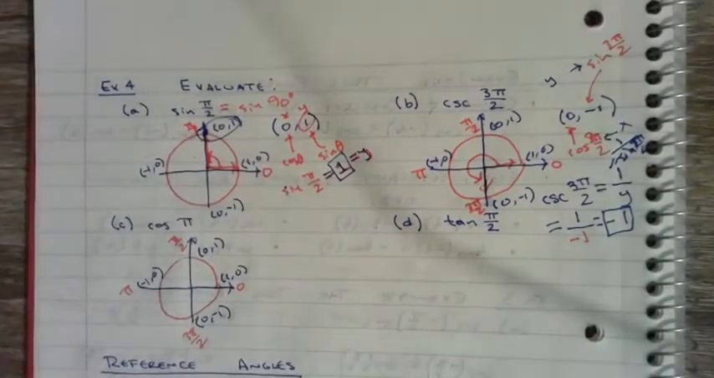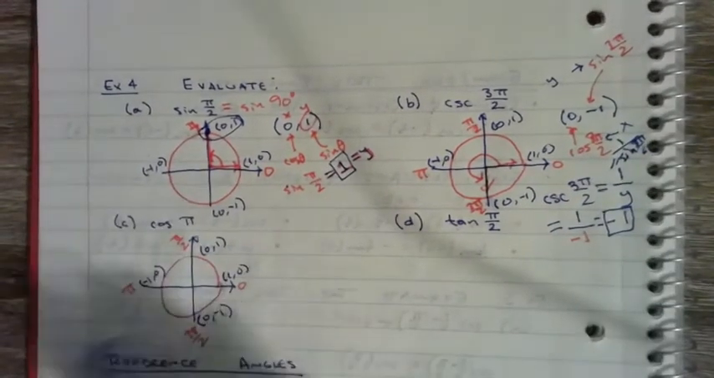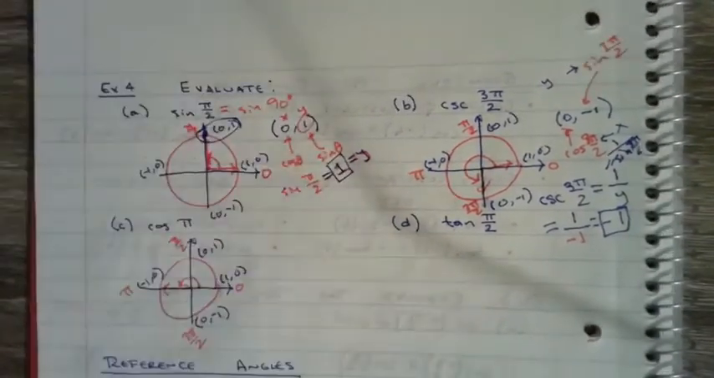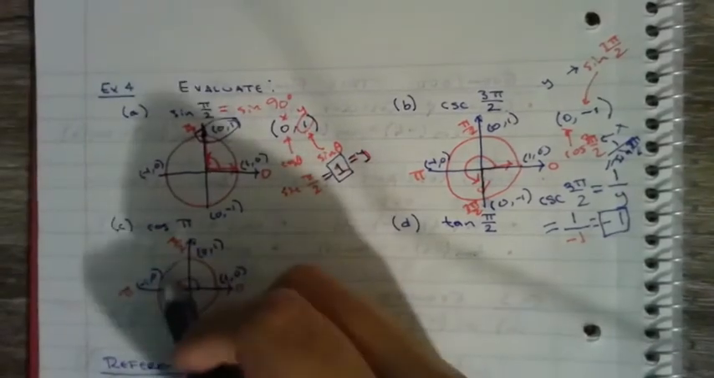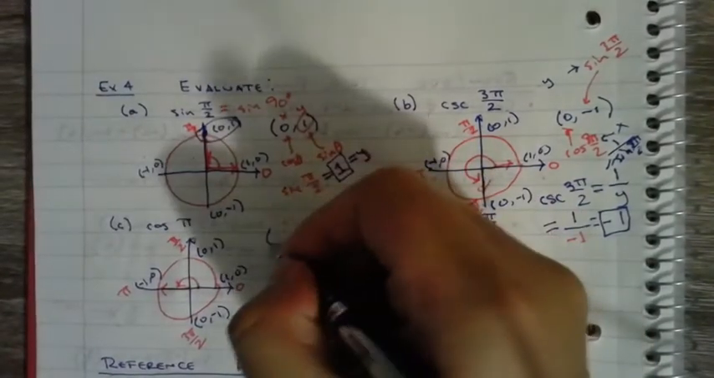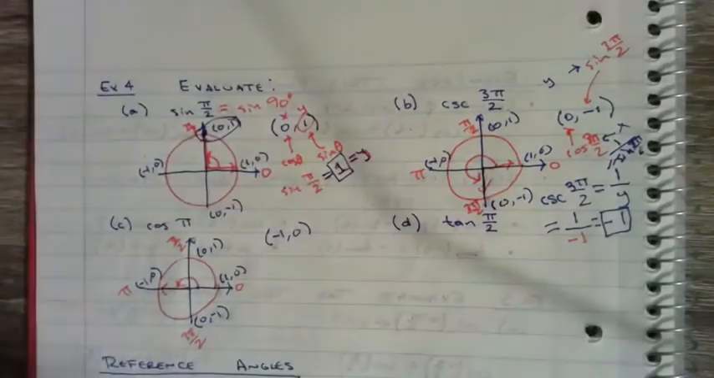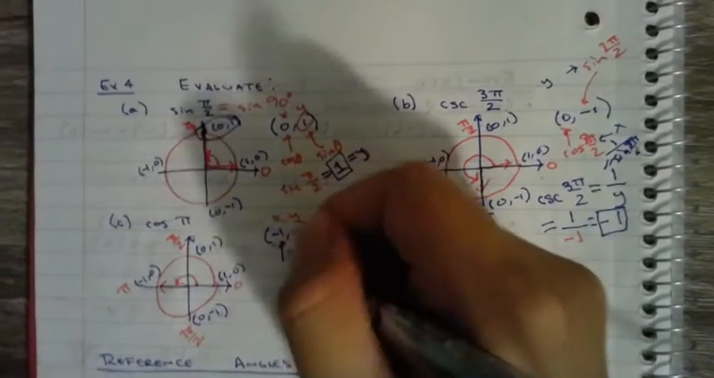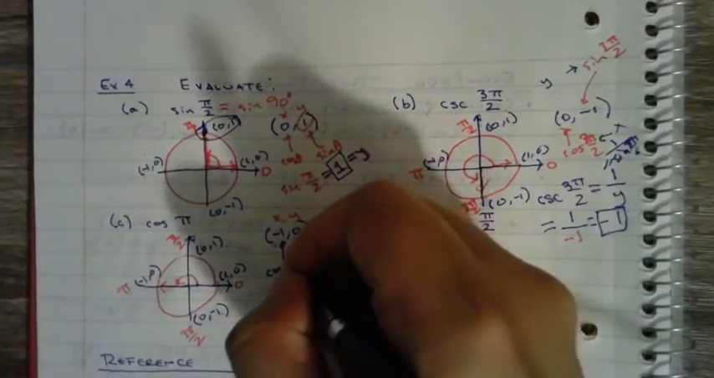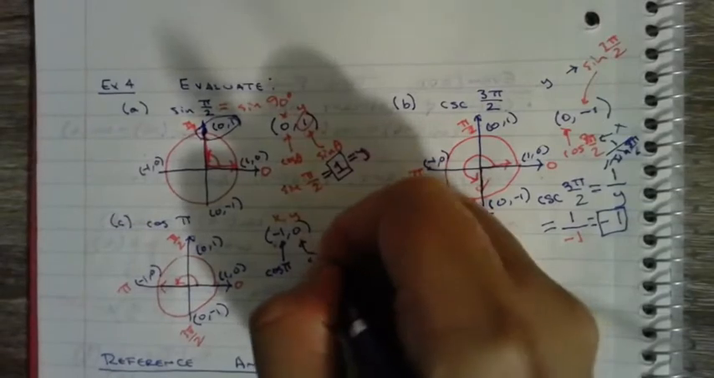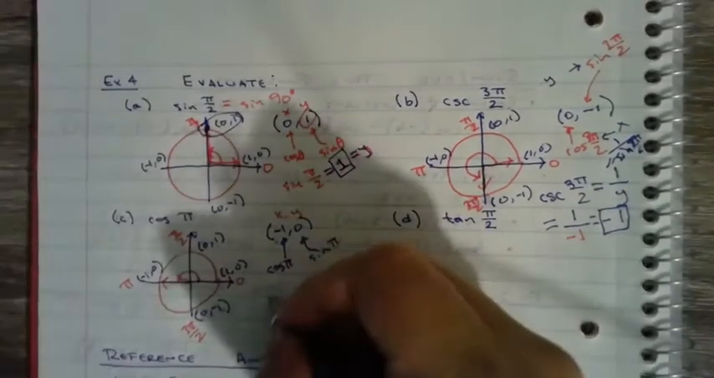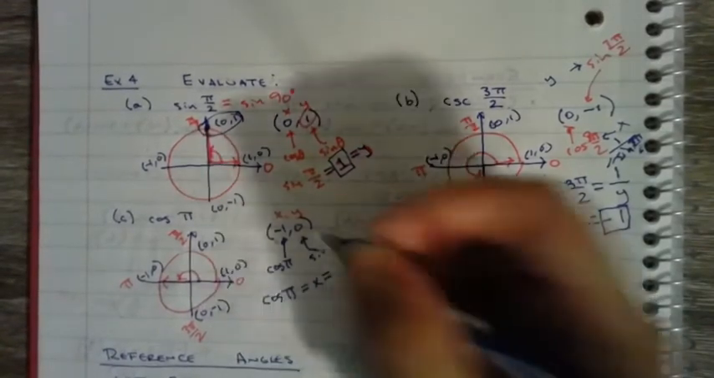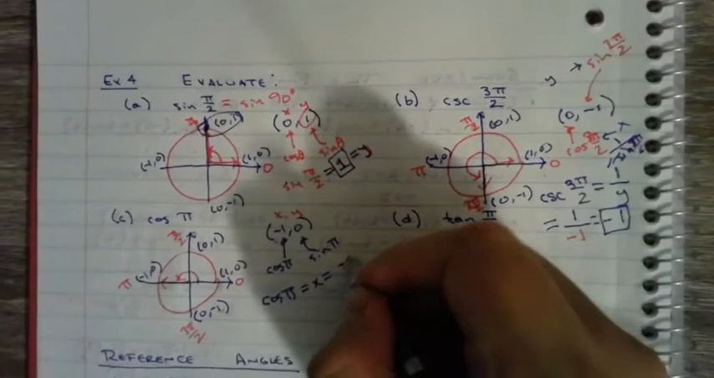Okay, so we already know cosine of pi. What angle are we looking at? We're looking at this angle right here. Okay, so that's the angle you're looking at. Now, take a look at this. I'm gonna write this right here, negative 1 comma 0. Again, we know that this is your x and this is your y. We know that this x is cosine of pi and your 0 is sine of pi. So I'm gonna go ahead and write it. Cosine of pi equals x, which equals negative 1.